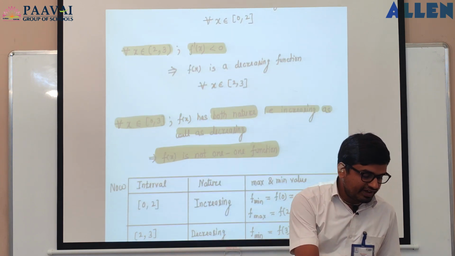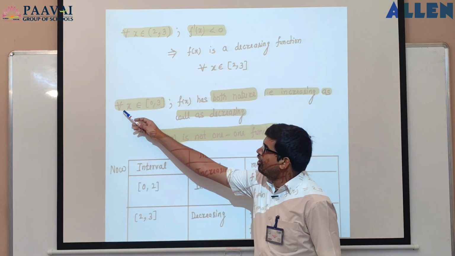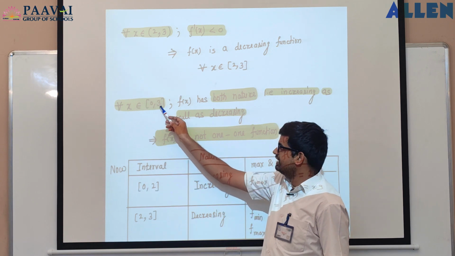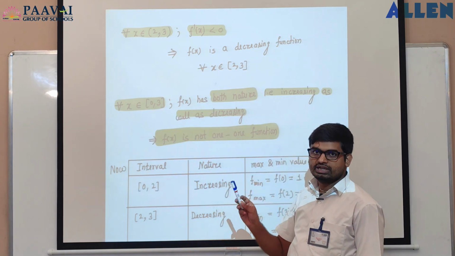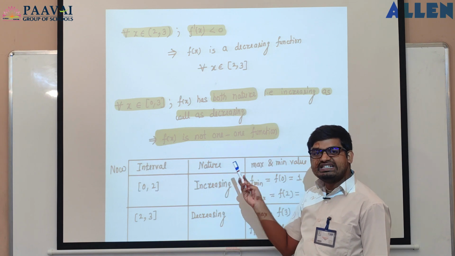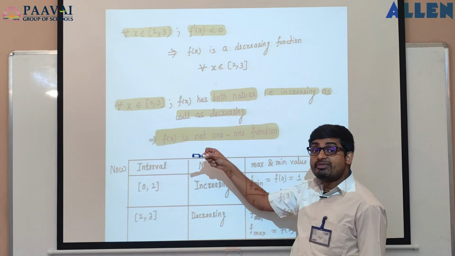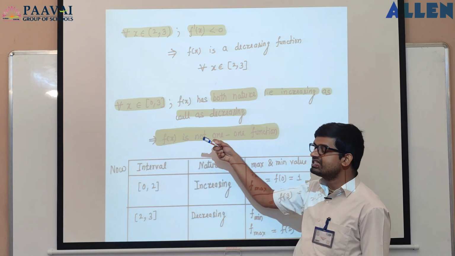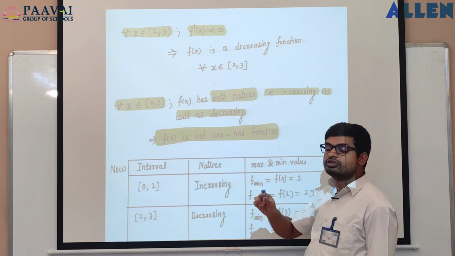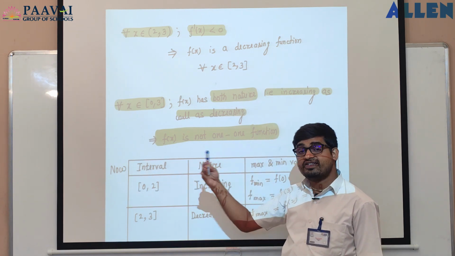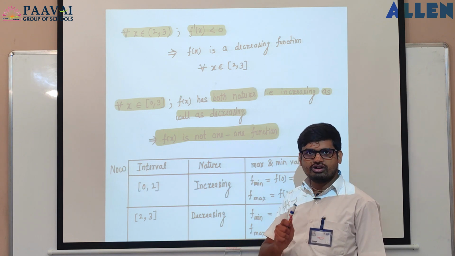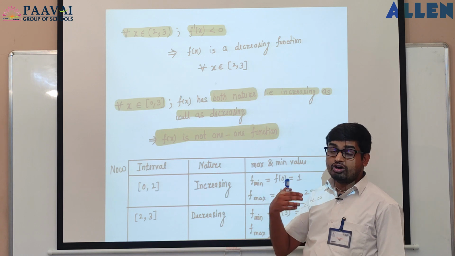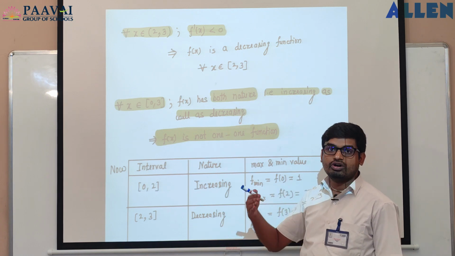So if I take x belonging to the interval 0 to 3, f(x) has both natures: it is increasing as well as decreasing. So it is not a monotonic function. Because it is not a monotonic function, this function is not one-one. So as far as injectivity is concerned, this function is surely not one-one. Now we have to comment about the onto function, whether this function is onto or not.